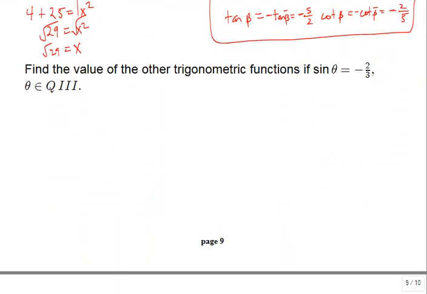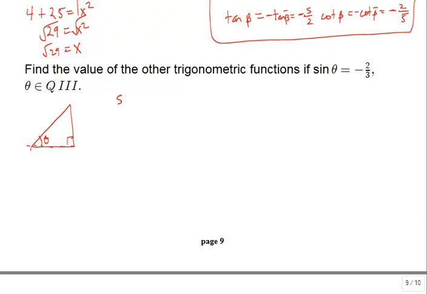Find the value of the other trigonometric functions if sine of theta is equal to negative 2/3 and theta is in quadrant 3. Okay, so here's how I like to simplify matters to avoid having all these negatives hanging around. I like to just draw a regular right triangle going up like this, thinking about it, if you want, in quadrant 1. If you want to think of it as associated with some axes, you certainly can. But I usually don't even draw in any axes. I just draw myself a nice little right triangle with that acute angle being our theta.